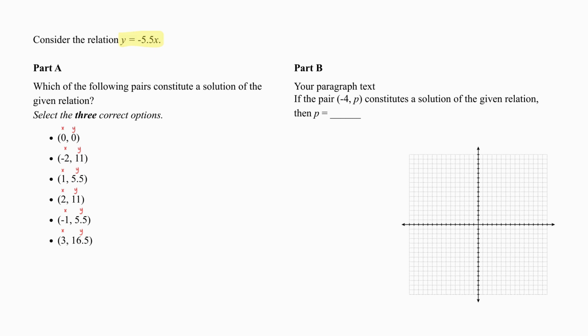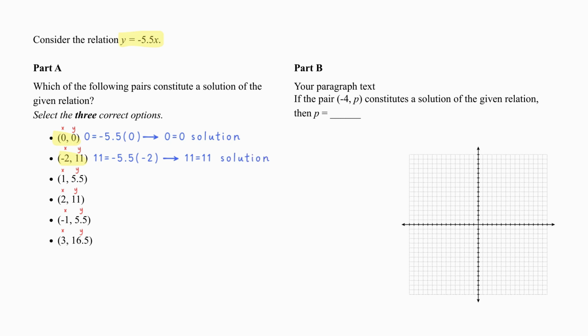Let's start with 0, 0. 0 equals -5.5 times 0. 0 equals 0. Both sides are equal, so yes, 0, 0 is a solution. Test coordinates -2, 11. 11 equals -5.5 times -2. 11 is equal to 11. Both sides are equal, so yes, -2, 11 is a solution.